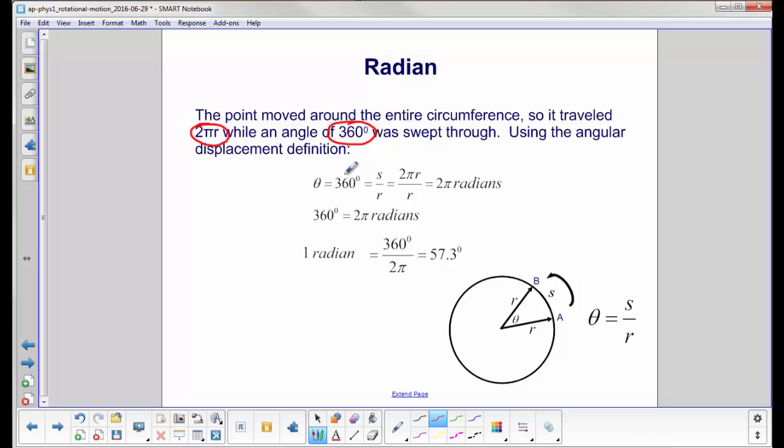So we have 360 degrees using our old conventional measurement equals 2 pi radians. And recall, right here we had no units, but since we're talking about rotational motion, we came up with this radian thing. So we have 360 degrees equals 2 pi radians. We do a little bit of dividing. We divide 360 by 2 pi, and we come up with the fact that 1 radian is 57.3 degrees. So when this arc length here is equal to r, we will have 57.3 degrees right there.